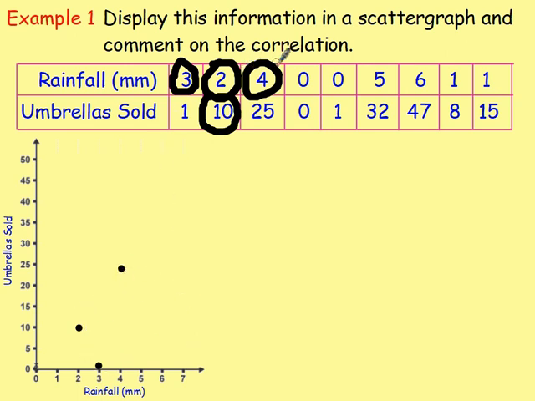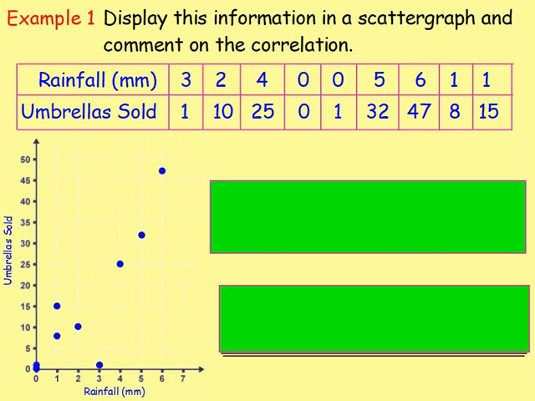What you want to do is keep going along there. You've got the number of millimeters of rainfall, and we've got the number of umbrellas sold. If you do that and put in all the other points, here is one I have prepared earlier. And you can see that all the points are plotted on the scatter graph.